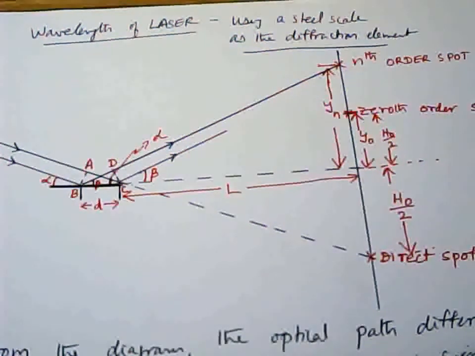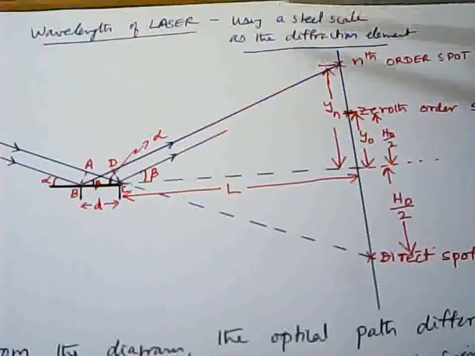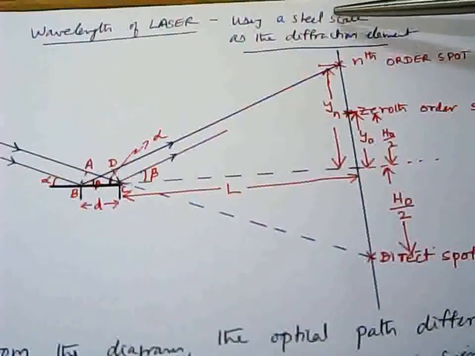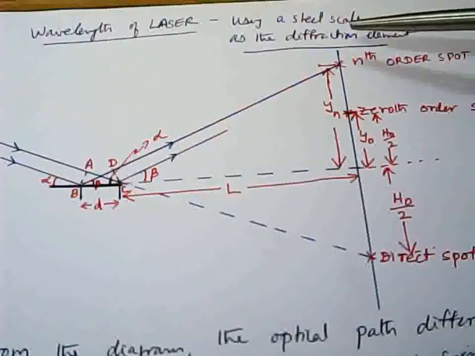In this particular experiment, we will be trying to determine the wavelength of laser using an ordinary steel scale, and this steel scale will be functioning as equivalent to a diffraction grating or diffraction element.